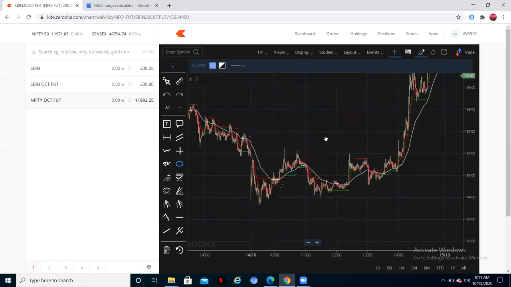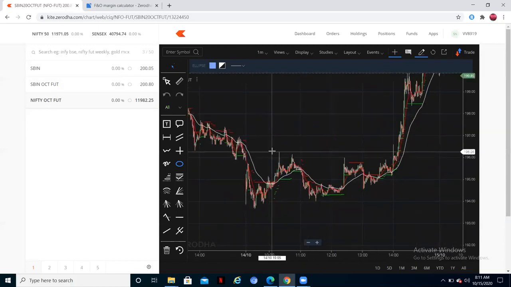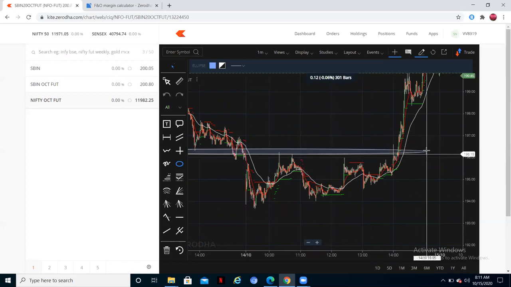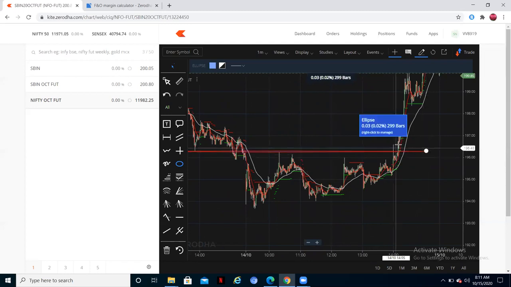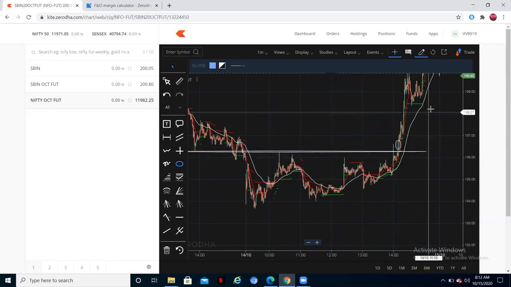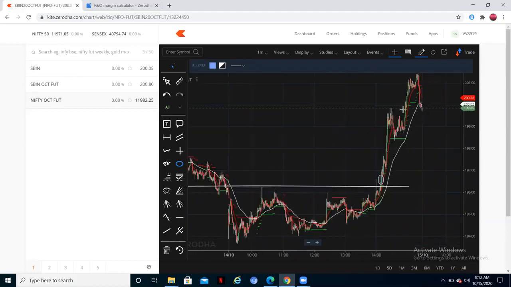And for futures, you can see the same entry, at the same time at the same price. So this is what I mean when I say they are derived from equity only. Their value, their movement depends on equities only. But we have three major differences here.